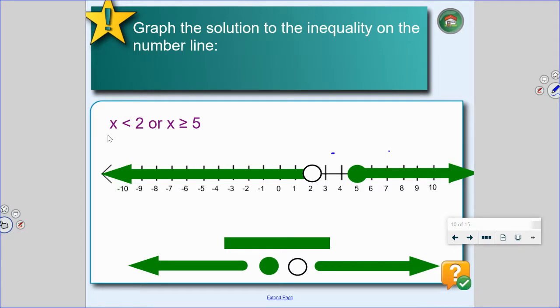Let's try 4. Is 4 less than 2? Nope. Is 4 greater than or equal to 5? Nope. 4 is not good for anything. Thus, don't color that in. Let's try 7. Is 7 less than 2? No. But is 7 greater than or equal to 5? Yes. And since it only has to be one or the other, 7 should be colored in, and 8, and 8.5, and 8.5 trillion.